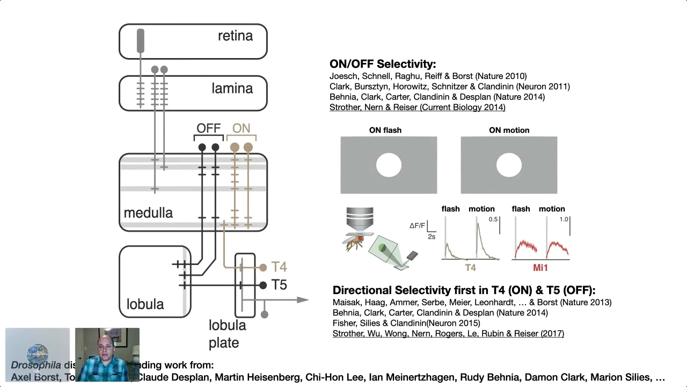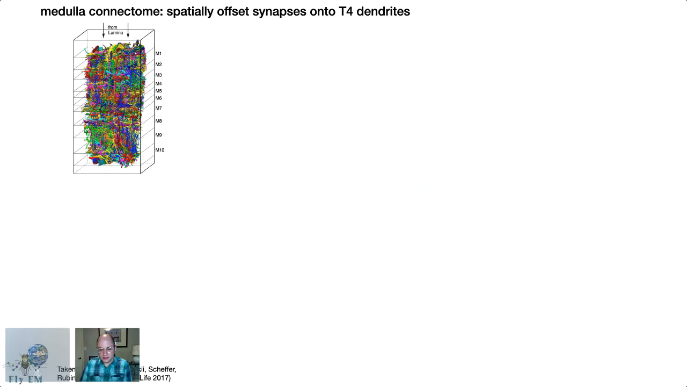Whereas if you image from any of the inputs to T4, which is what we did in this 2017 paper, and in this case, I'm just showing Mi1 as a representative, you do not get this enhancement from motion. So that is to say all the inputs to T4 are motion blind, whereas T4 is doing something to synthesize motion from its inputs. And so that really was the main question that a large number of labs have tried to pursue.